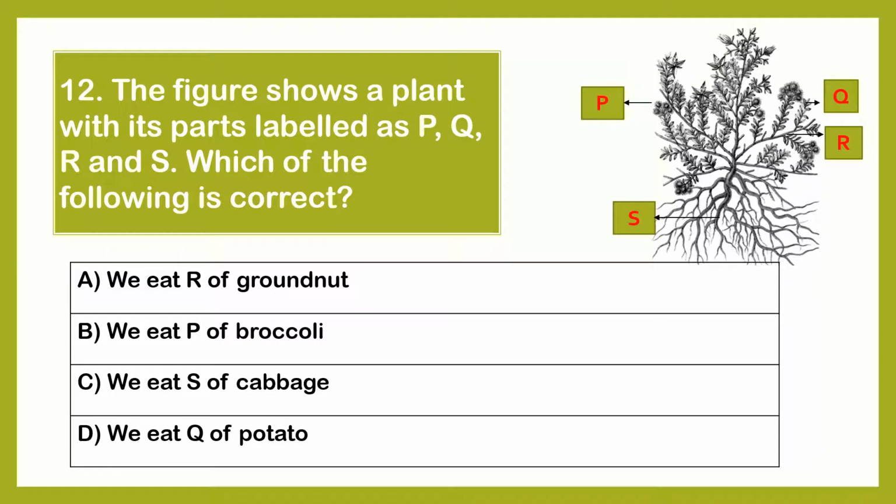The figure shows a plant with its parts labeled as P, Q, R and S. Which of the following is correct? Option A, we eat R of groundnut. Option B, we eat P of broccoli. Option C, we eat S of cabbage. Option D, we eat Q of potato. The answer is we eat P of broccoli. In the given figure, PQRS represents flower, leaf, stem and root. Broccoli and cauliflower are edible flowers. Groundnut is an edible seed. Cabbage is edible leaf and potato is an edible stem.